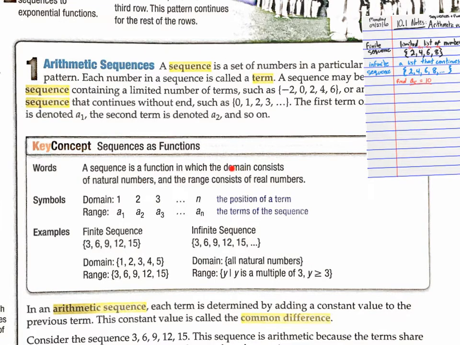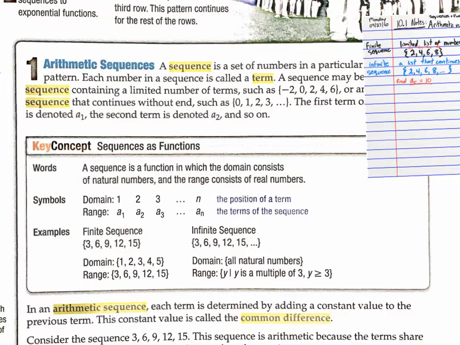So we need to remember what domain is. Domain are your inputs. So the numbers that you're going to be plugging into your function machine will be the natural numbers. And what are natural numbers? It's those numbers that you learn naturally as a child. Did you start counting with the number 0? No, you started counting with 1 and then 2 and then 3. So when we say that the domain, the inputs, are natural numbers, we're talking about putting in the 1, the 2, the 3 into whatever our function is so we could get out our answers.